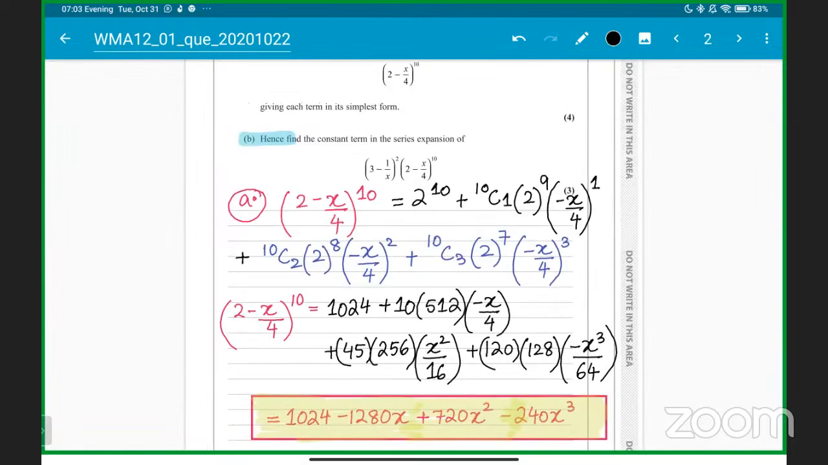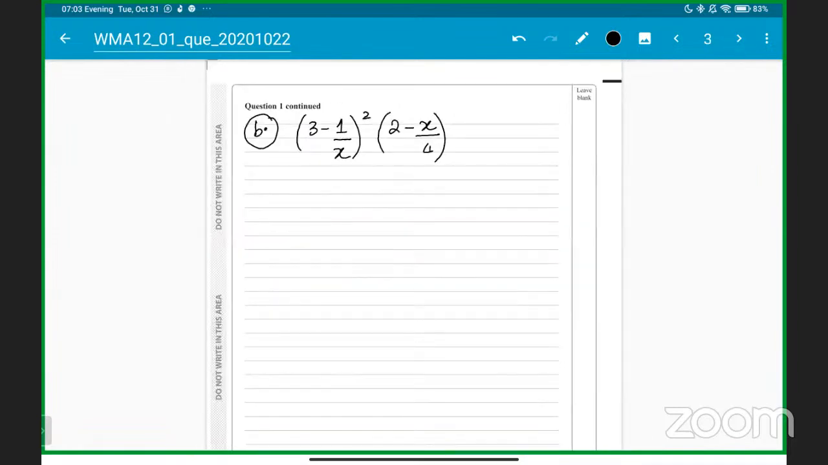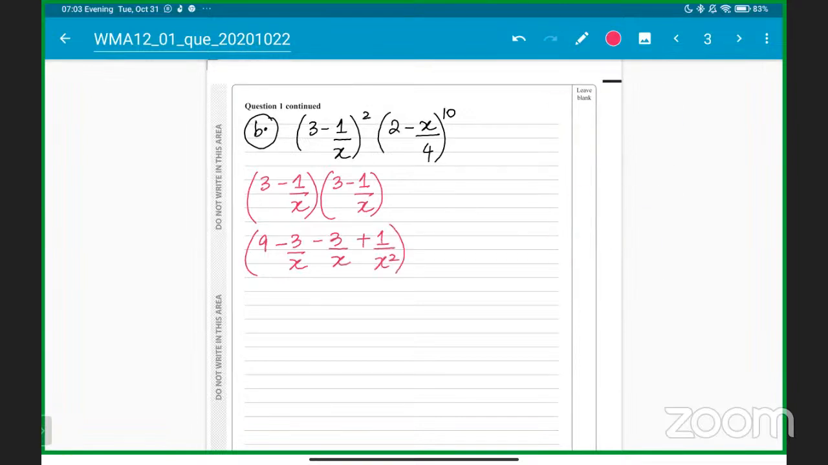So 2 minus x over 4, to the power of 10. So this is the question. First thing, I'll have to expand this: 3 minus 1 over x, whole square. So students will have to multiply both of them. 3 minus 1 over x into 3 minus 1 over x. First thing will be 3 3s are 9, minus 3 over x, minus 3 over x, plus 1 over x square. Understood? So eventually we are going to get 9 minus 6 over x plus 1 over x square. So we got these 3 terms, and now we are going to put the other terms.